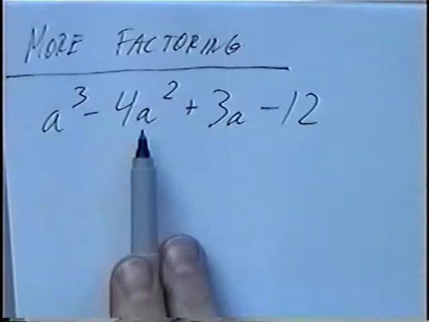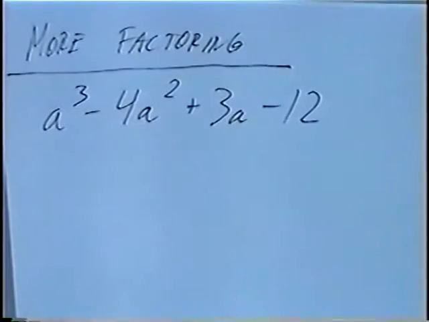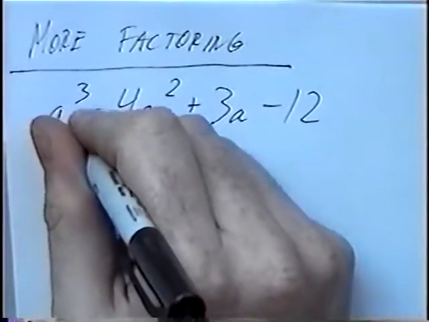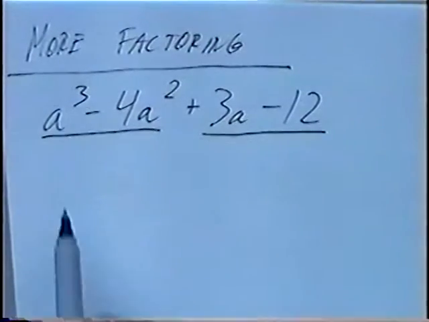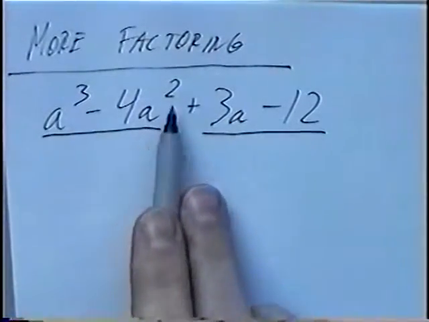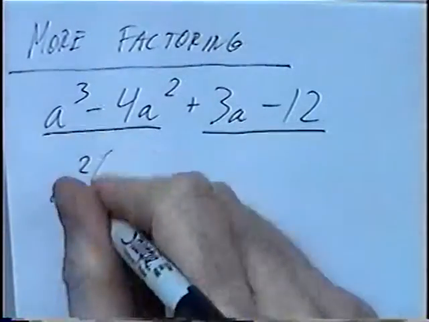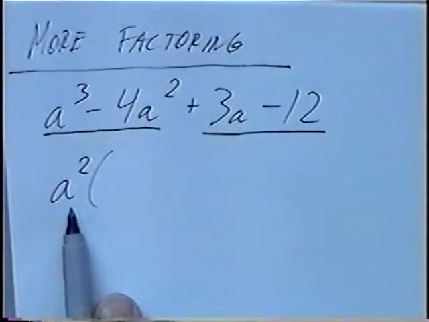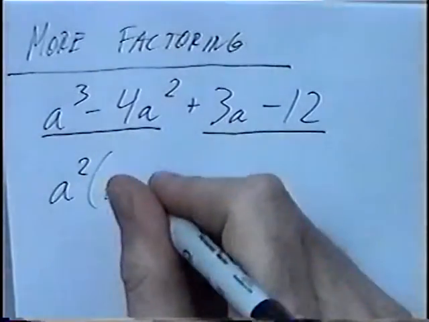When you see four terms, it usually means you can factor by grouping. To factor by grouping, we'll look at the first two terms and then the second two terms. Factoring the first two terms, we can take out the greatest common factor. Both of these have a's, and at least two a's, so we can factor out a squared. Factoring out a squared from the first two terms, we'll be left with a minus 4.